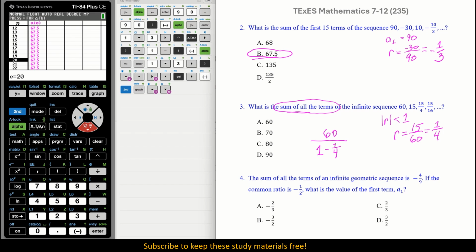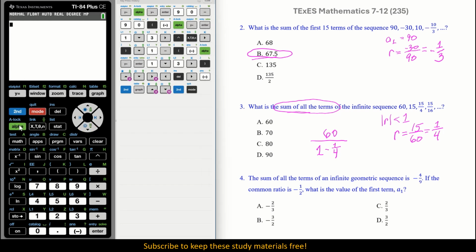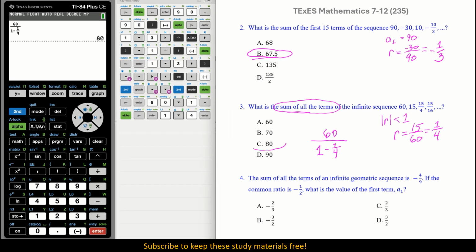So let's back out here and just pop it in the calculator and see what happens. Okay, alpha y equals, right, there we go. So we have 60, arrow down, 1 minus alpha y equals, that's 1/4. Push enter, let's see what happens. And it's 80, and that's actually correct. There we go. All right.